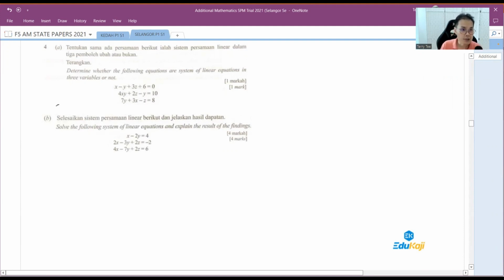We can write here, equation 4xy plus 2z minus y equals 10 has a non-linear term 4xy. Yeah, 4xy is a non-linear term, right? Or you can say this equation is a non-linear equation. All right, so let's move on to B. Solve the following linear equations.